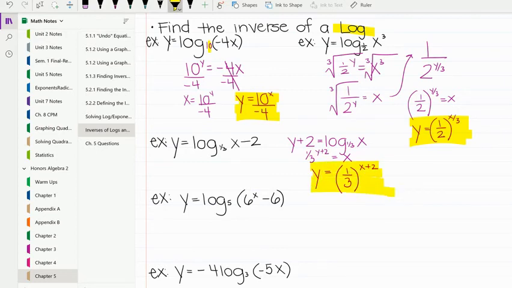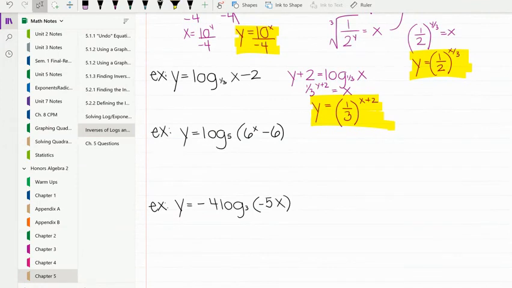Okay. The next one. So this one, because that 6 to the x minus 6 is all in parentheses, we can immediately change it to exponential form. It's just going to be a little bit messy. So we would have 5 to the y equals 6 to the x minus 6. Now the problem is, remember, we're trying to solve for x. So the next thing that we would do is add 6. So this would be 5 to the y plus 6 equals 6 to the x.